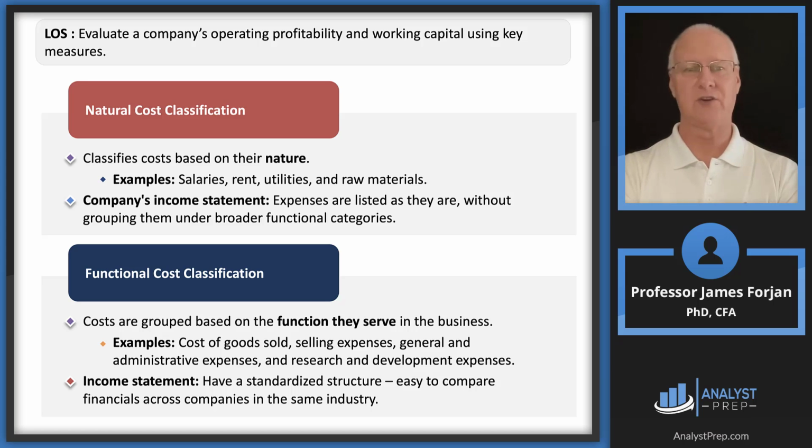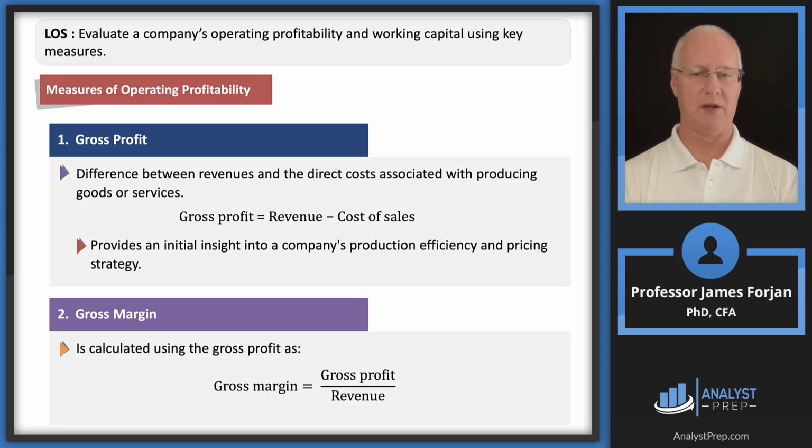But what of its nature? Salaries, we know what that is, right? As opposed to a functional cost classification, which means the functions that they serve. And this is exactly what I was saying about making something for pennies and then selling it for dollars, right? So cost of goods sold, administrative, yes. So that income statement can have a standardized structure, right? And so you can easily compare that functional cost across companies in the same industry.